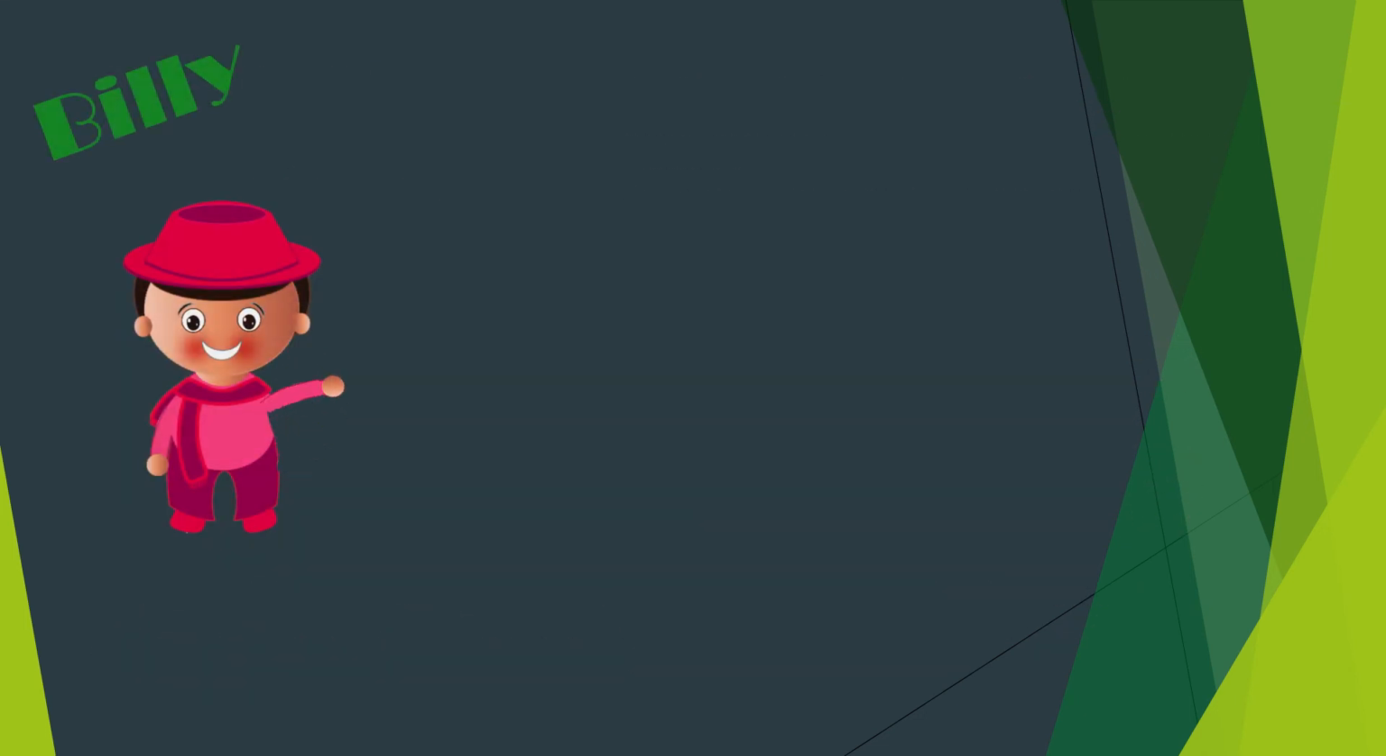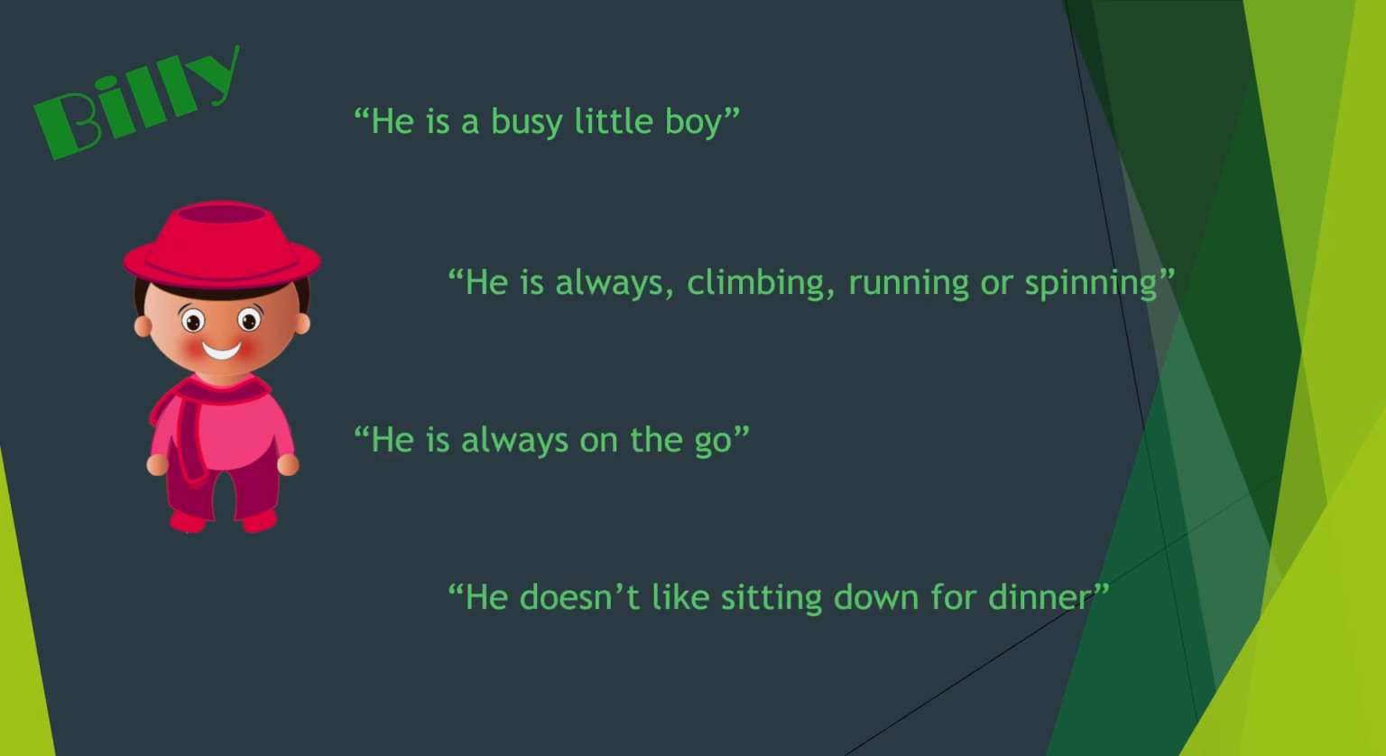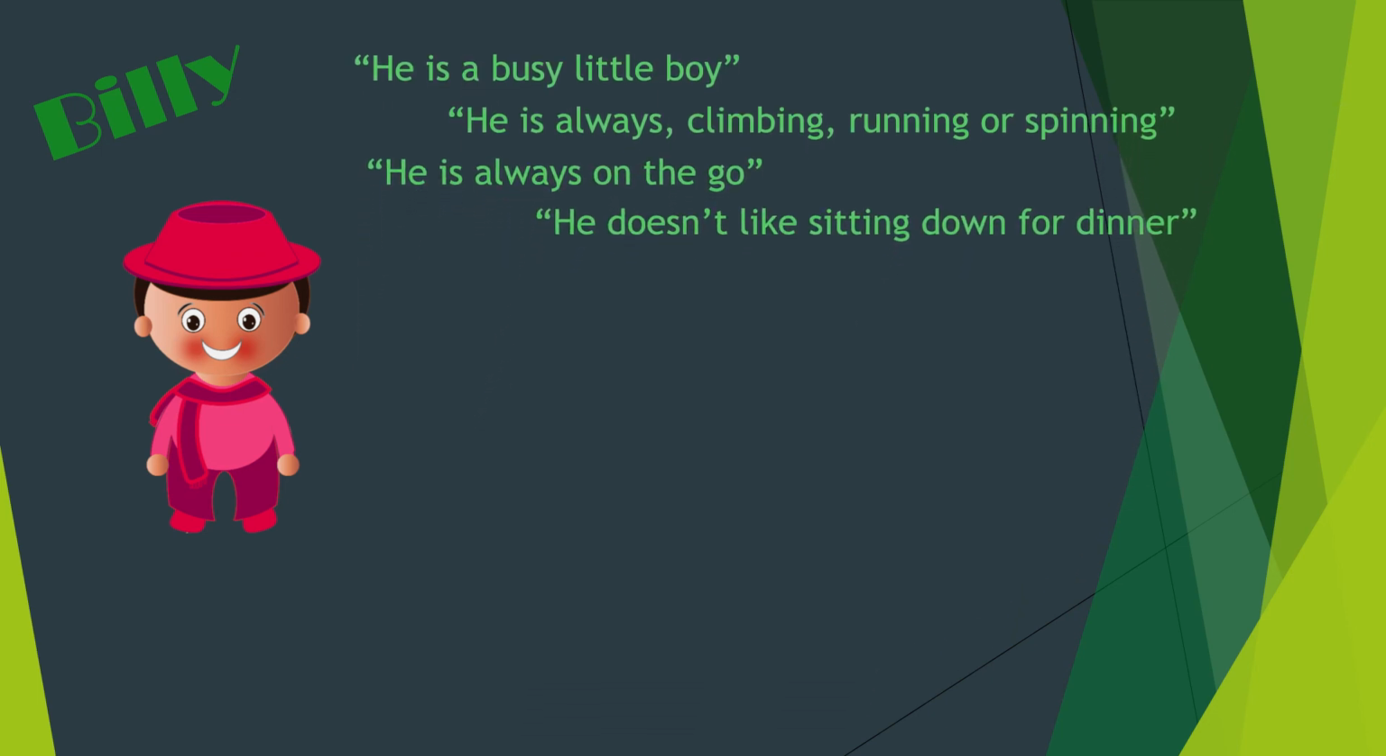This is Billy. He is a busy little boy who loves climbing, running and spinning. He doesn't like having to sit down at meal times. Billy seems to be under-responsive to vestibular and proprioceptive input. He has a large cup for these types of sensory input. Here are some strategies we might suggest for Billy.